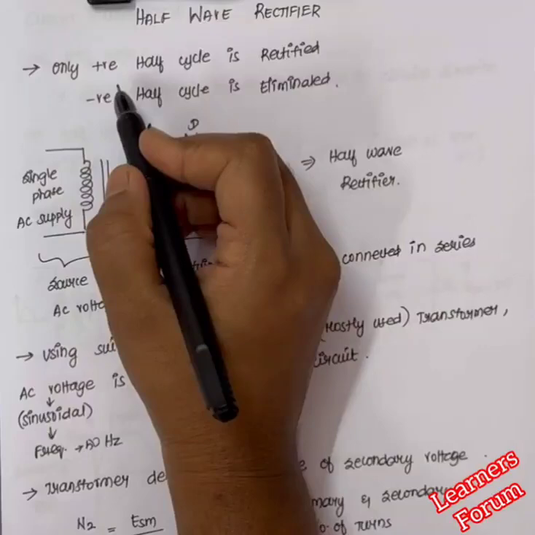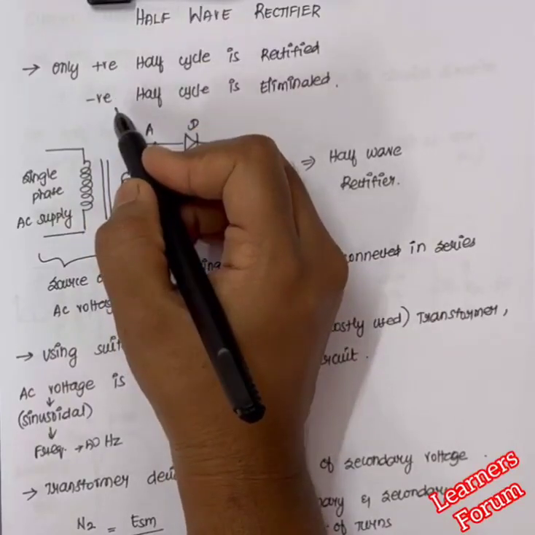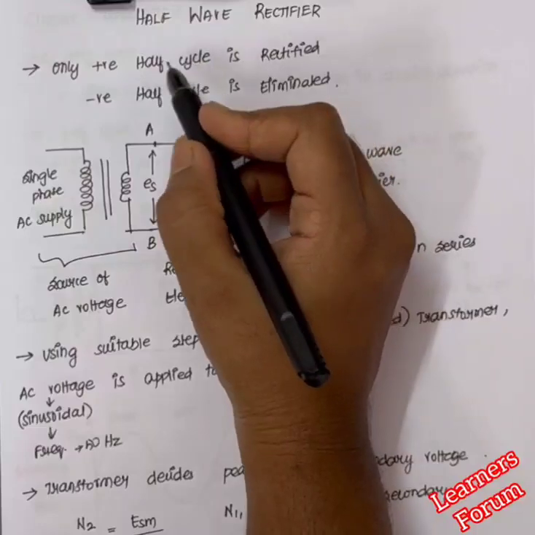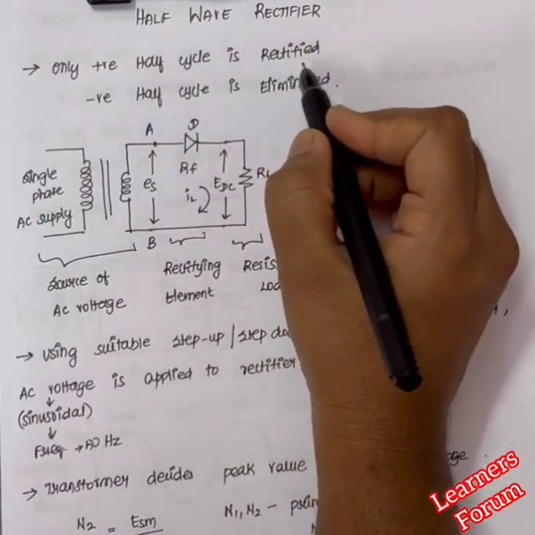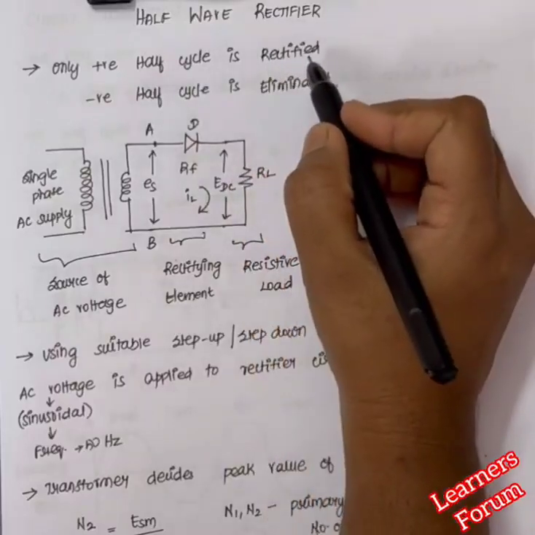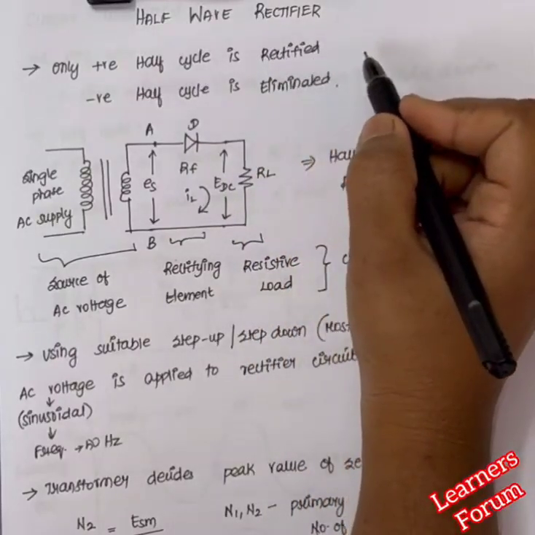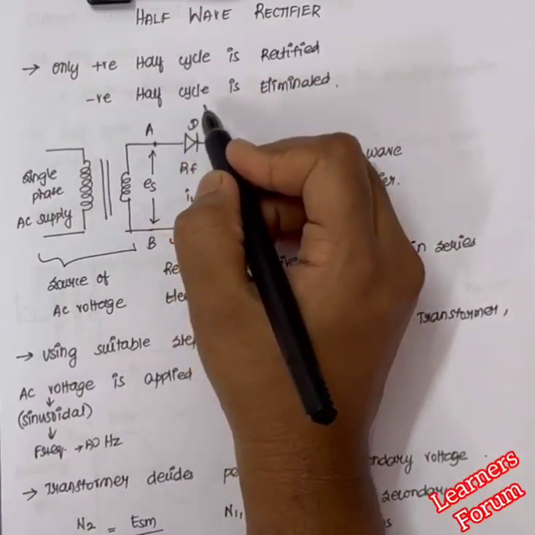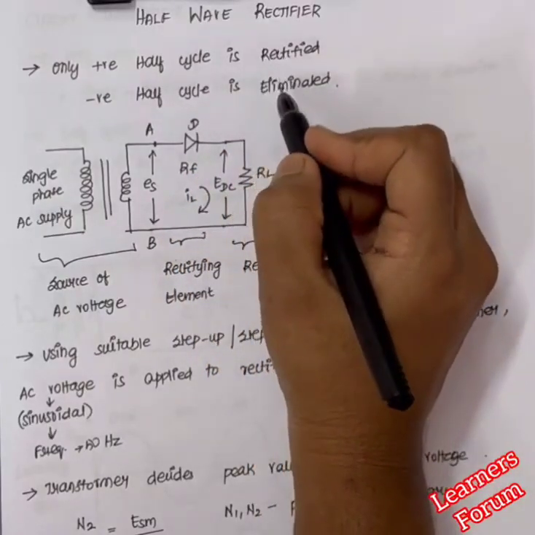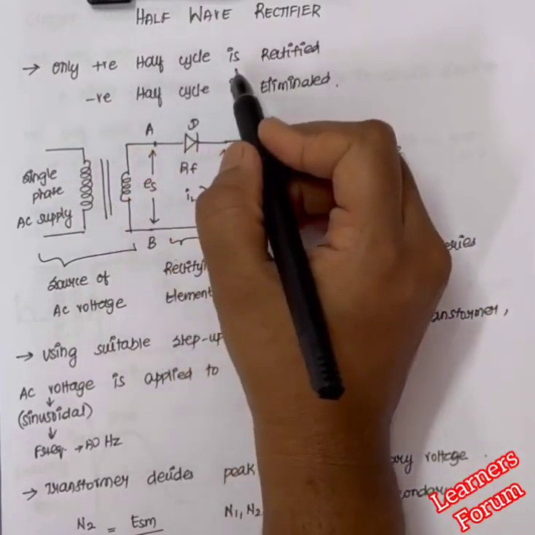So when we consider the two cycles, the positive half cycle and the negative half cycle, in a half wave rectifier only the positive half cycle will be rectified. That is, only when we have the positive half cycle will the respective AC be converted into pulsating DC, whereas in the negative half cycle the signal will simply be eliminated. So we will have the rectification process in one half of the cycle.